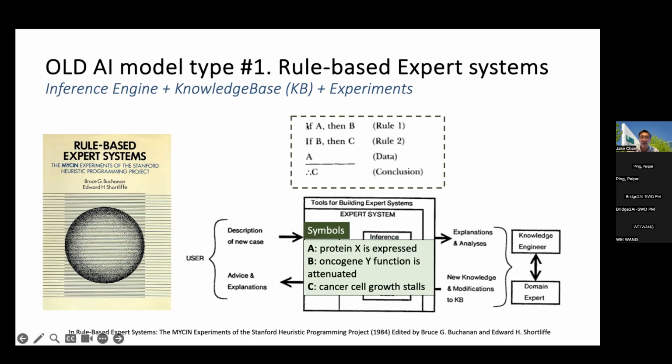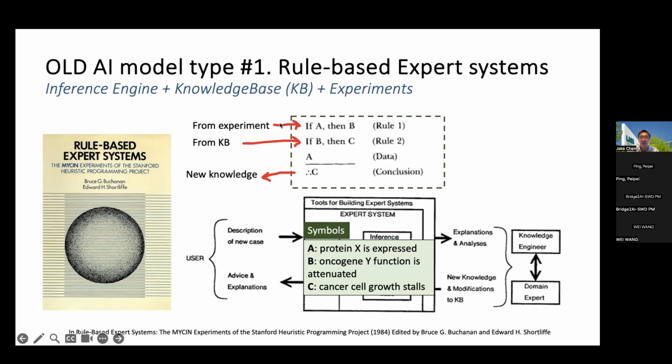If A, then B; if B, then C. If you have an observation of A, then you have a conclusion of C. So essentially in this context, you can say if X is expressed, then oncogene function is attenuated. This may actually come from the experiment. That's how biologists are adding to the body of knowledge.